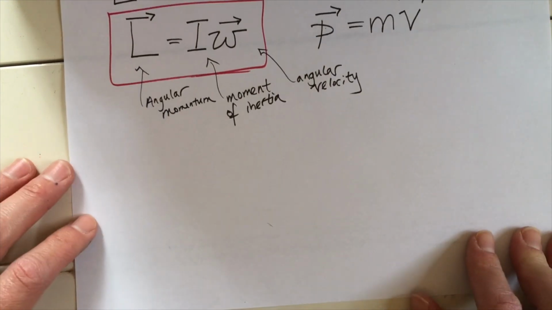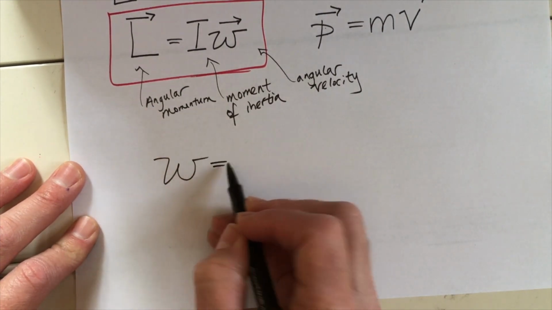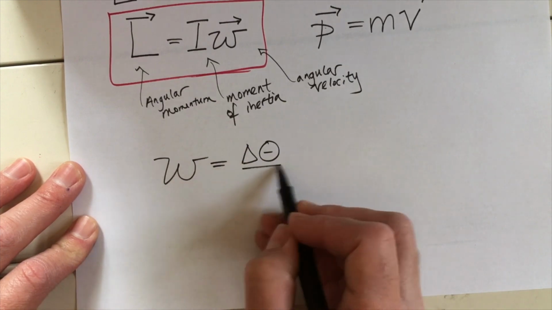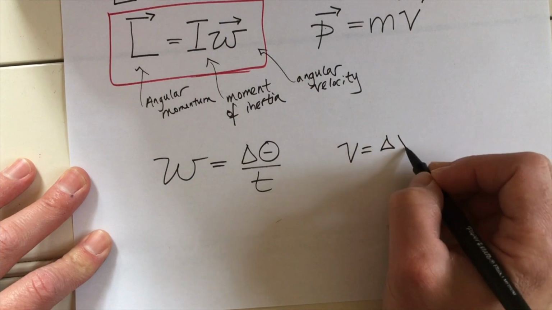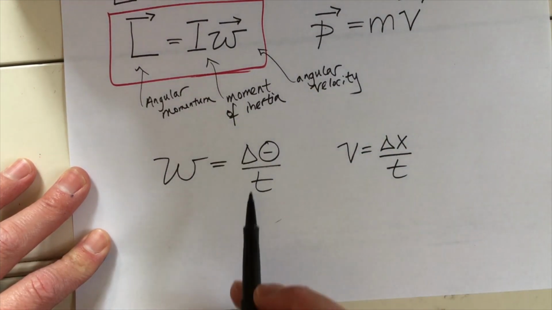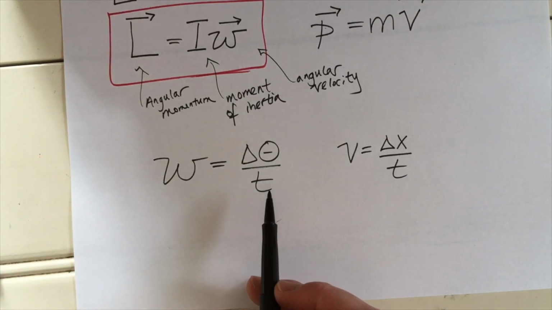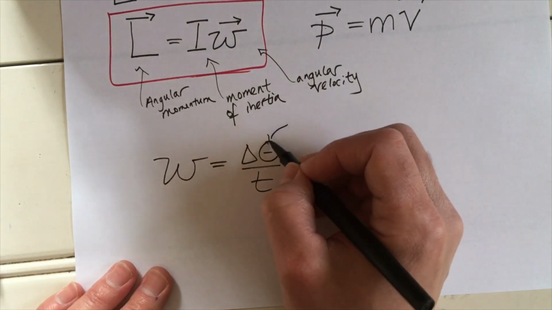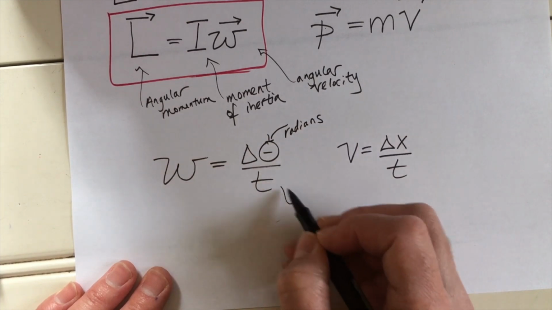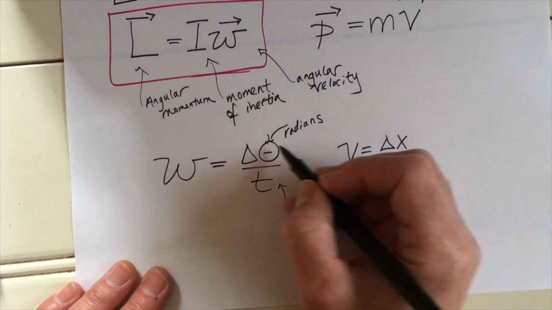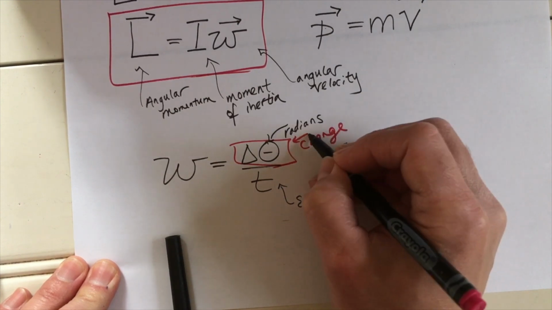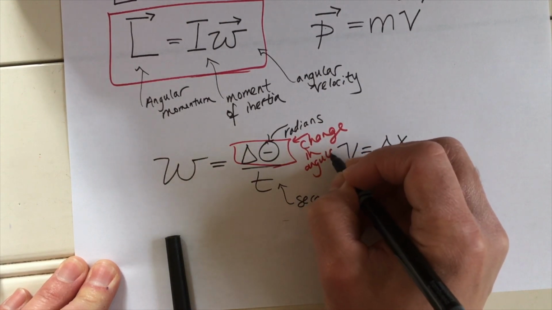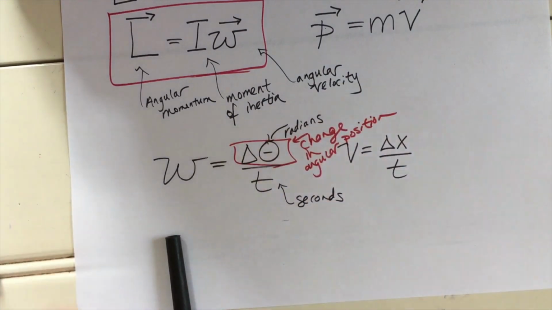So we'll start with angular velocity. Angular velocity is omega, and omega is equal to the change in the angle divided by time. And so just like we have regular velocity being the change in position divided by time, here we have the change in angular position divided by time. And although we usually like to use degrees, this is actually going to be in radians. And units for time will be in seconds. So this quantity right here is the change in angular position. All right, so let's talk about how to use this, maybe with an example.